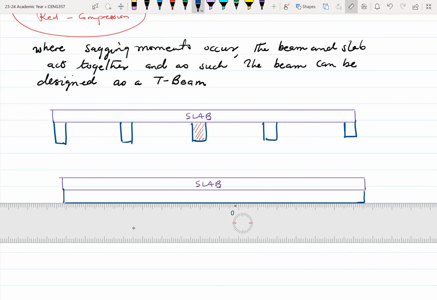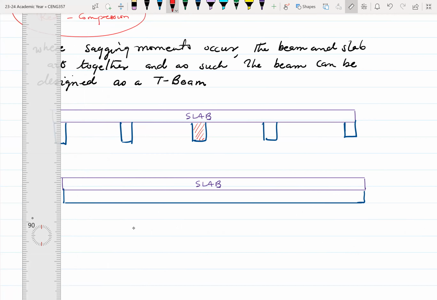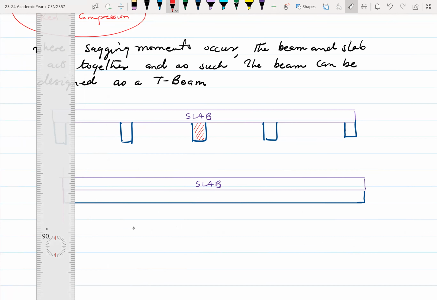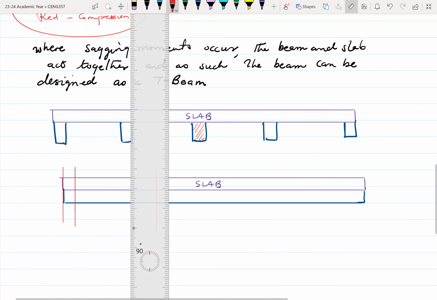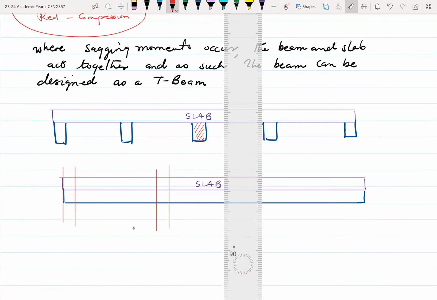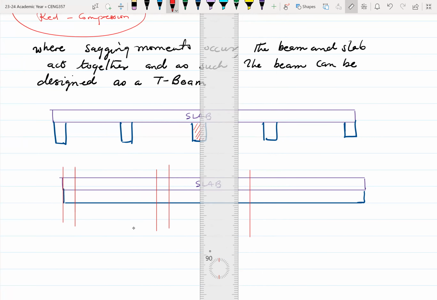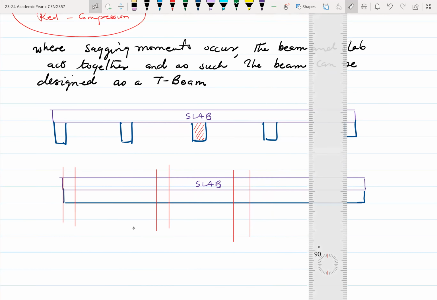So maybe this is a beam, and then we have the columns running through like that. So we have columns running through. Let me just exaggerate the column positions a little bit, so that it doesn't look like I'm copying that of there. Maybe we have one at the end. Okay. That should be enough.